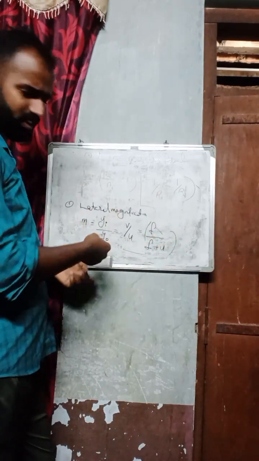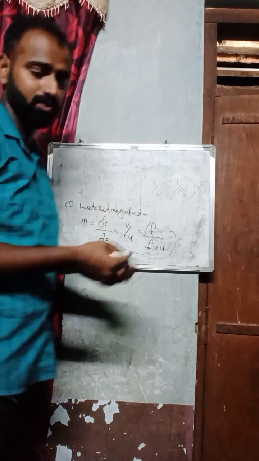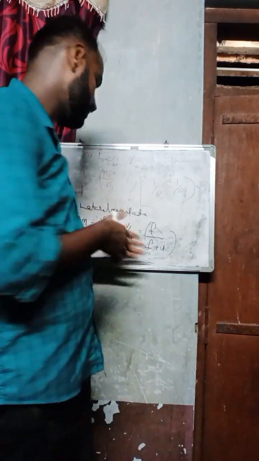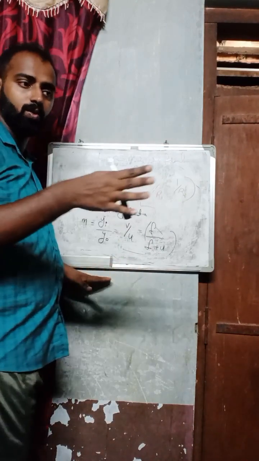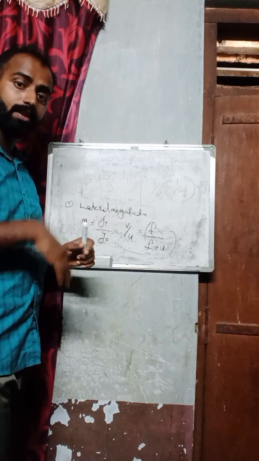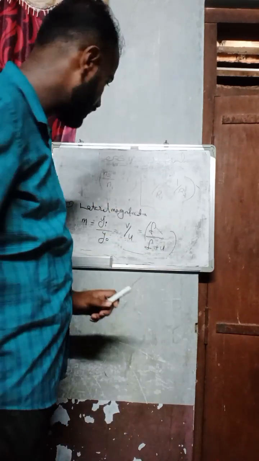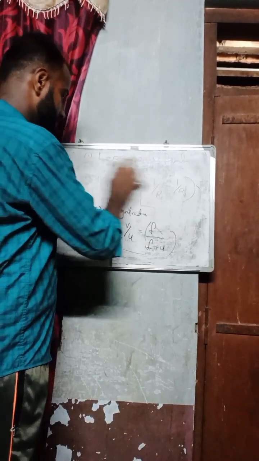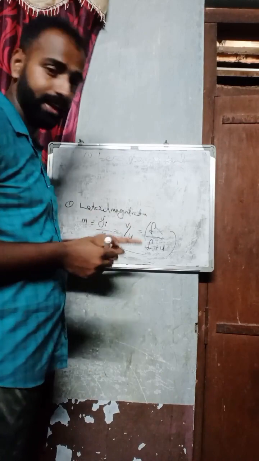Once we can find magnification, we can go to the lens formula and lens maker's formula, and study all about the lens part. So if you have these 3-4 equations: lateral magnification M is image by object, that is V by U, then F by F plus U. Then one more magnification term is there.